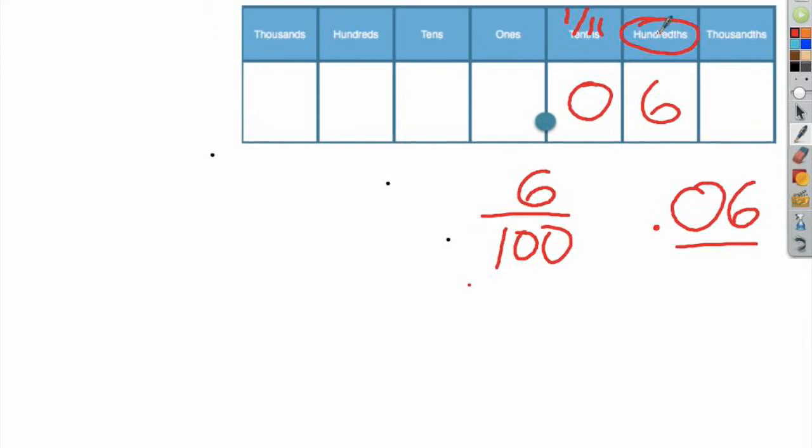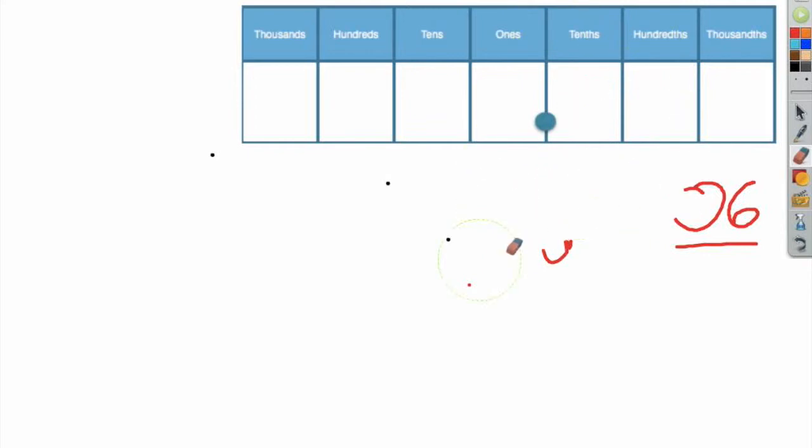So what do you think a number would look like? I want you to try it on your desk. I want you to make 54 thousandths as a fraction. I wonder what that would look like if 6 over 100 says 6/100ths.